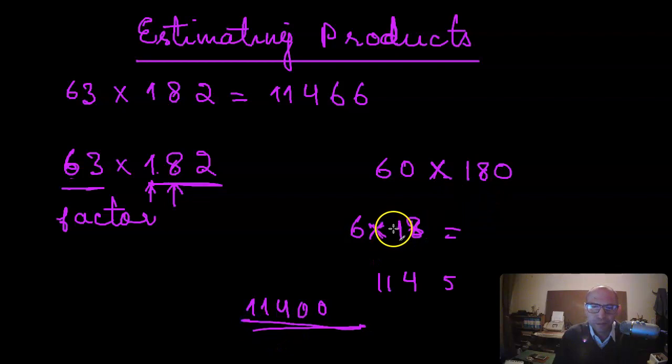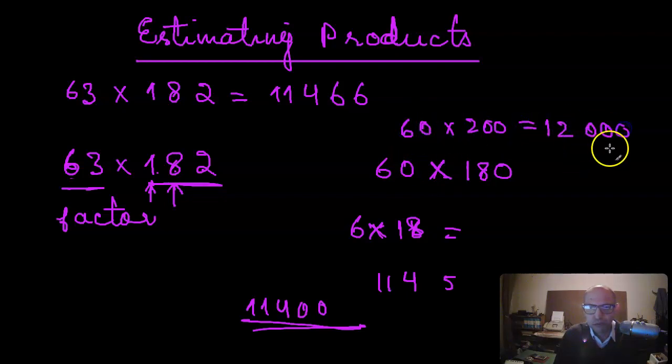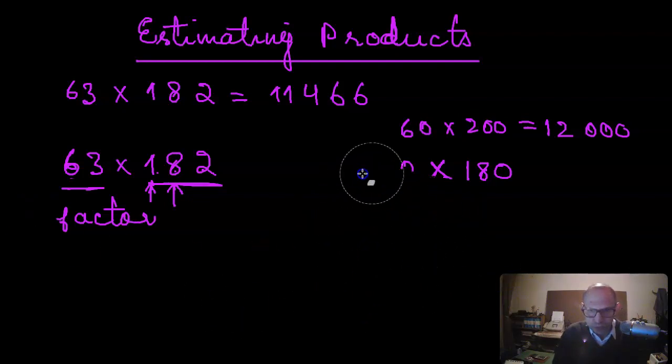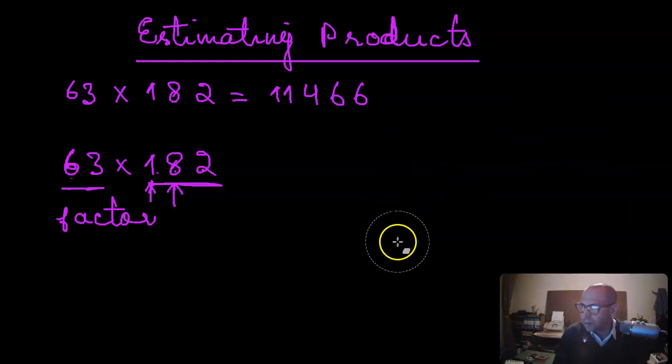But if you write this as 60 times 200, that would be a 12 and 3 zeros, so that's 12,000. The difference is only 1,200, but the calculation is much harder, right? So that's one thing about this number.